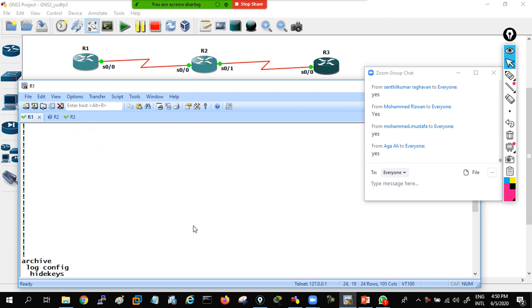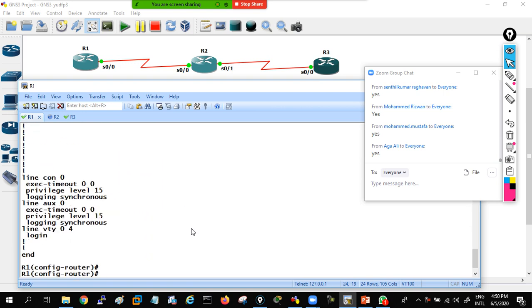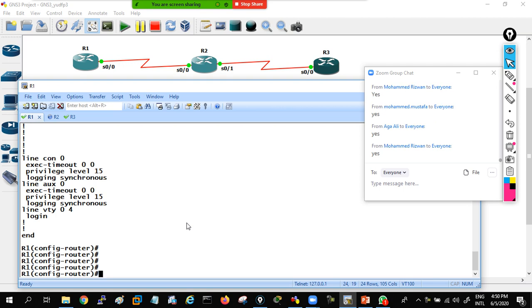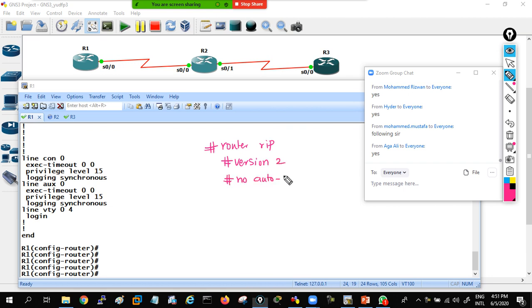Okay, guys, everybody is following, right? Give me yes if you are following. Don't get confused. First of all, what you have to do? First you type router RIP. Then after that you need to type version 2. Then after that, I told you for timing, type no auto summary. I'll explain to you why you need to type no auto summary. Then after that, we need to advertise our networks.